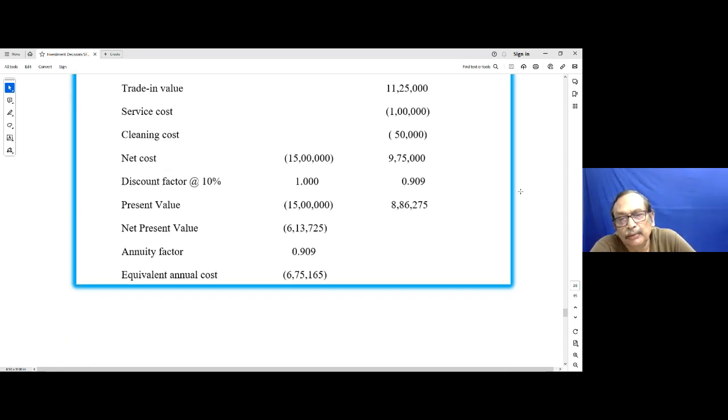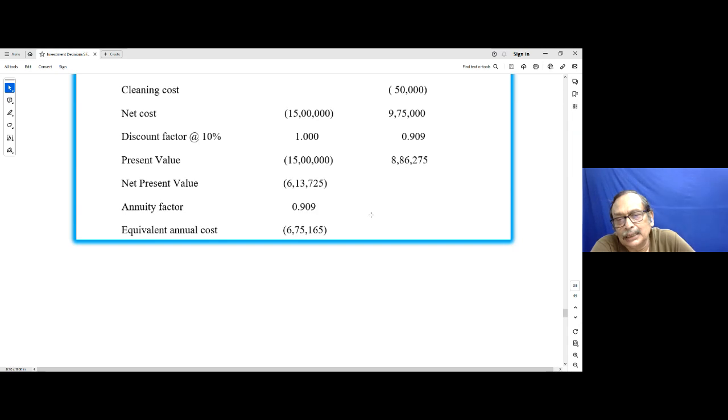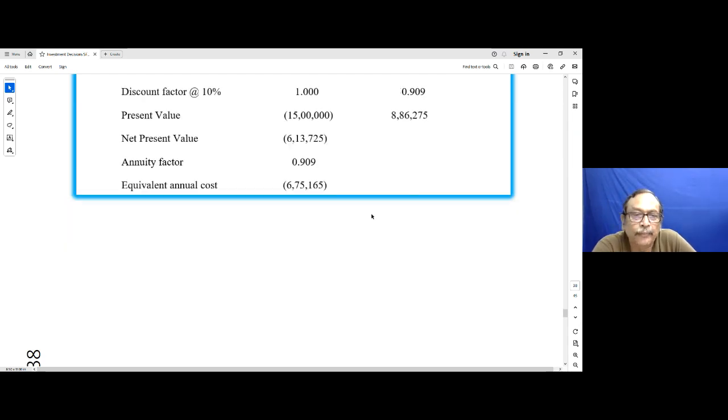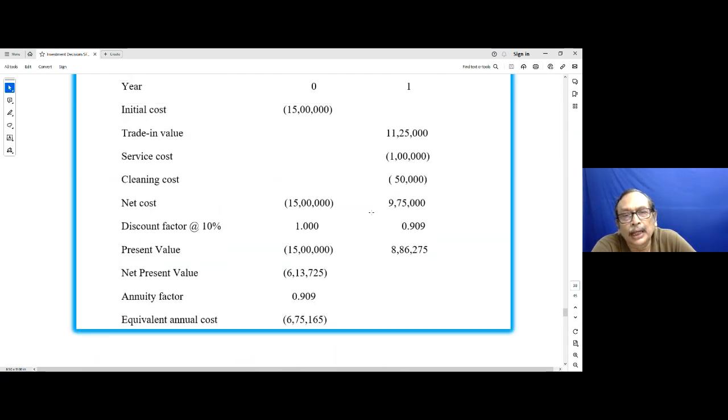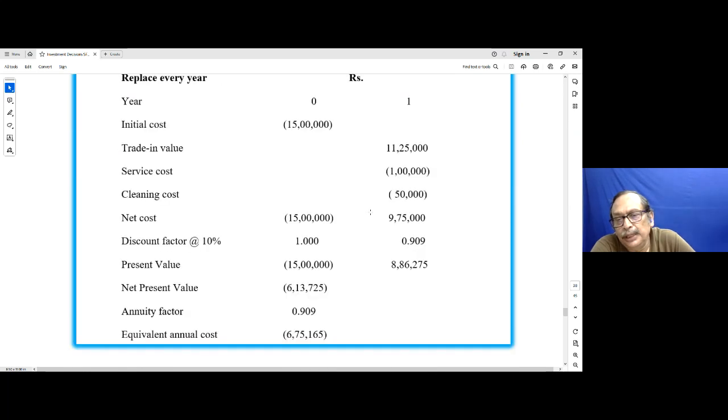So net present value comes to 613,725. Annuity factor is 0.909 at the rate of 10%. So equivalent annual cost comes to 6,75,165. So that is for 1 year, that is, replace every year.